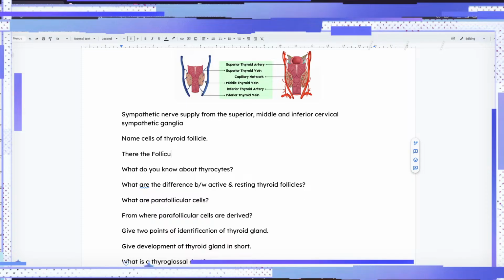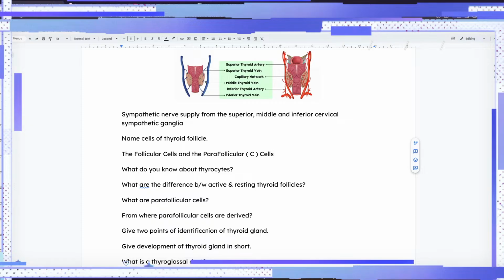There are the follicular and the parafollicular C cells. They can't even put C in a bracket, right? C sounds right.